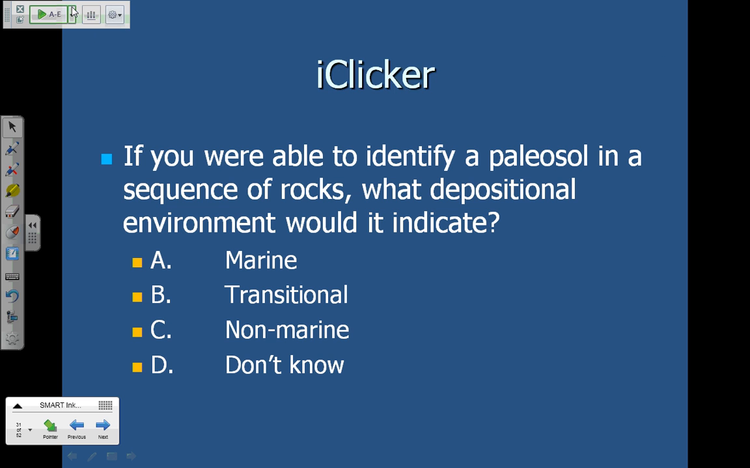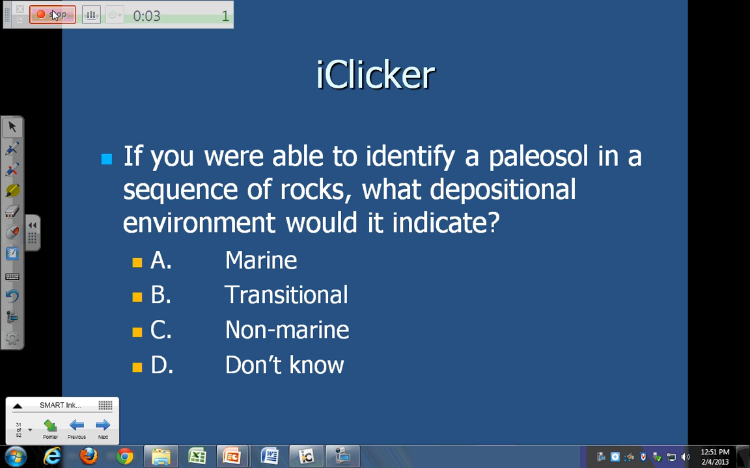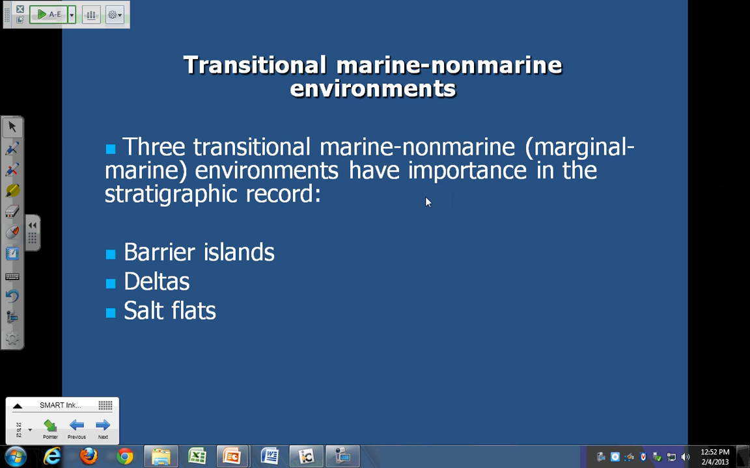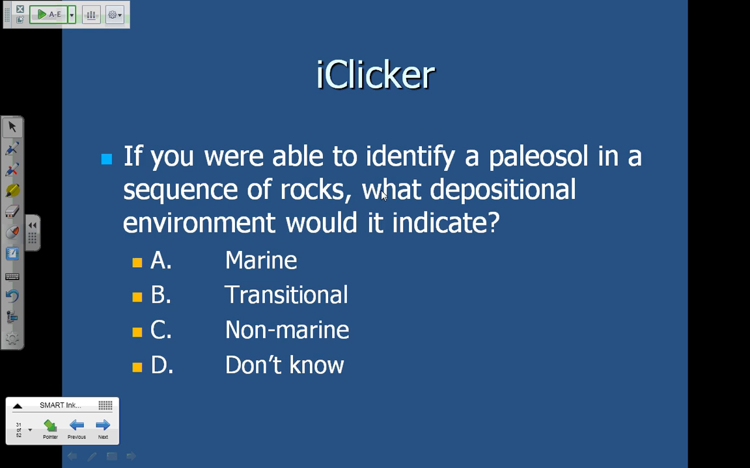Okay, eye clicker. Any more? Good job. Let's skip to. Right. Okay.